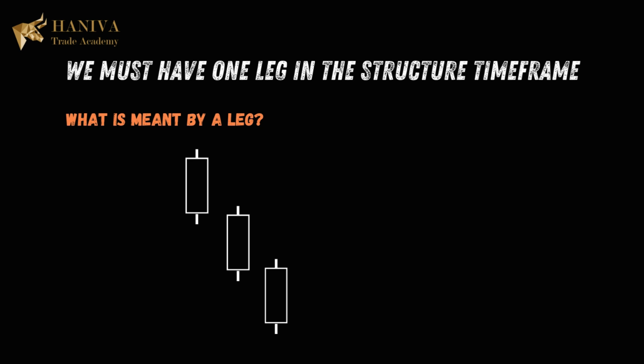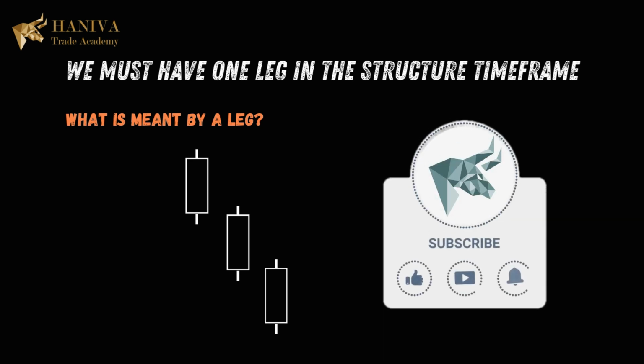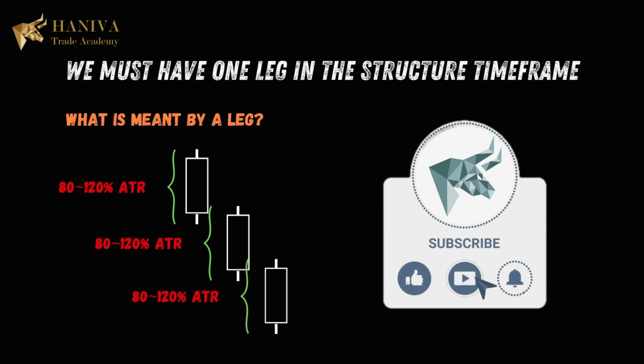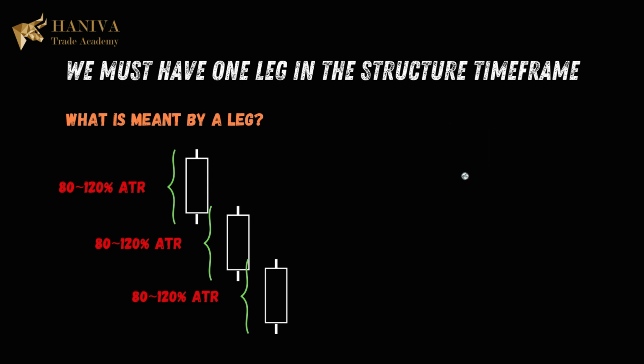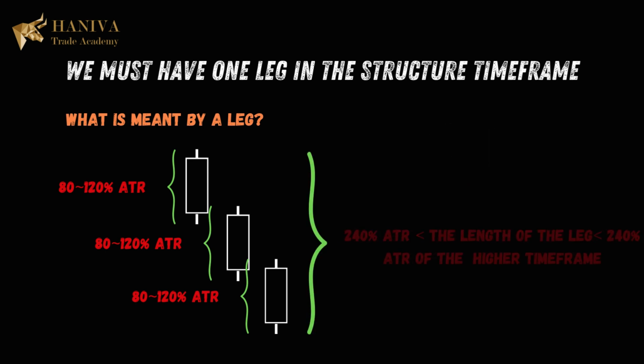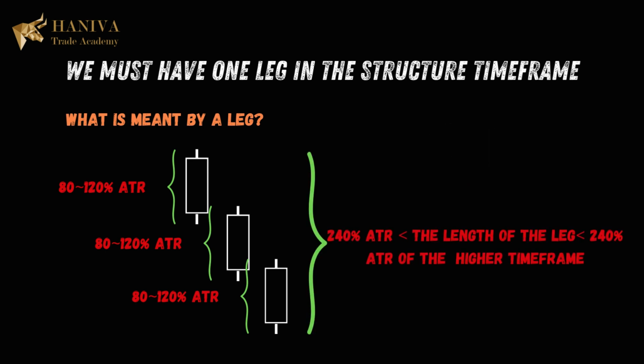As we have explained in previous tutorials, a standard candle corresponds to a length of 80 to 120% of the ATR of the respective time frame. Therefore, the price must move at least 240% of the ATR of the 1-hour time frame, and at most, a few pips less than 240% of the ATR of the 4-hour time frame.